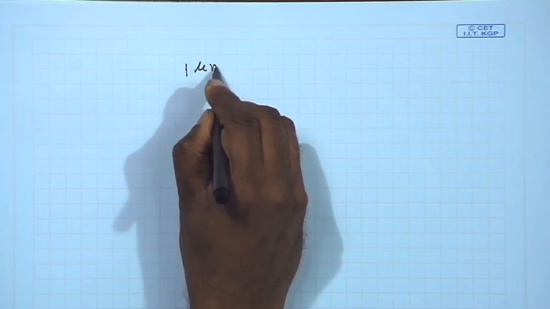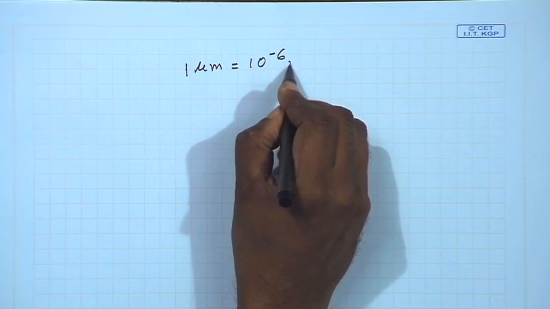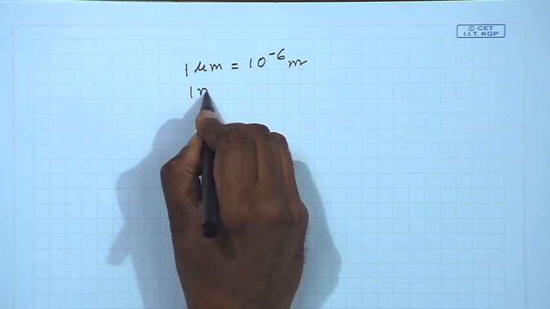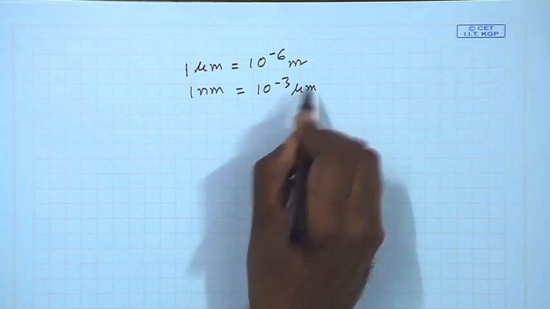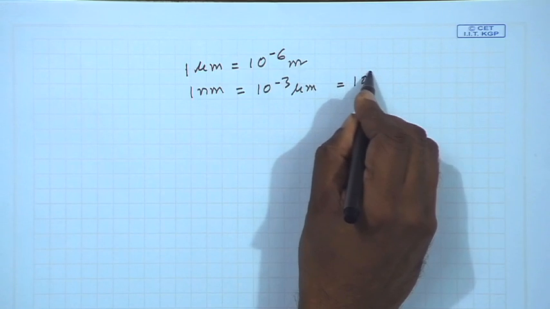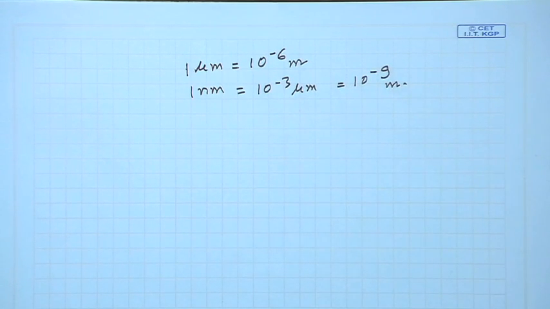Now, what is a nanometer or micrometer? First, let us know about this. 1 micrometer we define as 10 to the power minus 6 meter, and 1 nanometer is 10 to the power minus 3 micrometer. So, 1 nanometer is basically 10 to the power minus 9 meter. Obviously, this shows that we will be talking about a very small length scale.